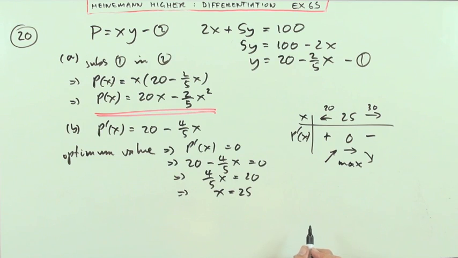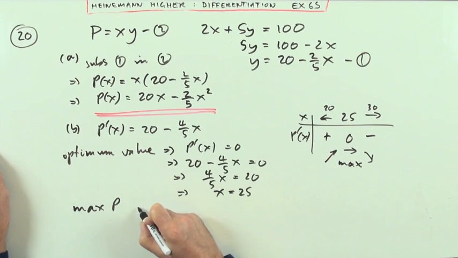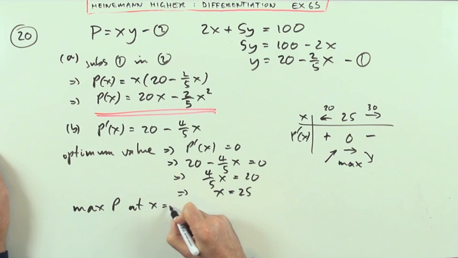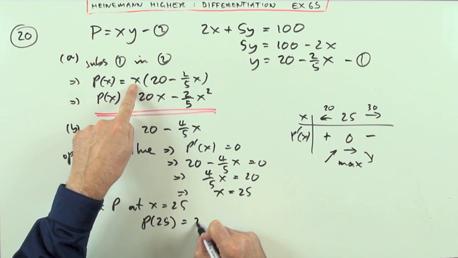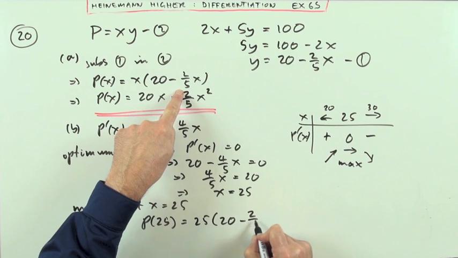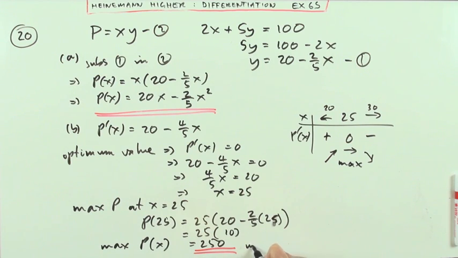So the question said, what's the maximum value of p? So I know that maximum value of p is at x equals 25. So p of 25 is going to be put into the expression. I'll use this one. 25 times 20 minus 2/5 of 25, so it's going to be 25 times, now 2/5 of 25 is going to be 10. 20 take away 10 is 10, which is 250. So the maximum value of p is going to be 250. I'll put that down again. Maximum p of x equals 250, we'll emphasise it, when x equals 25.